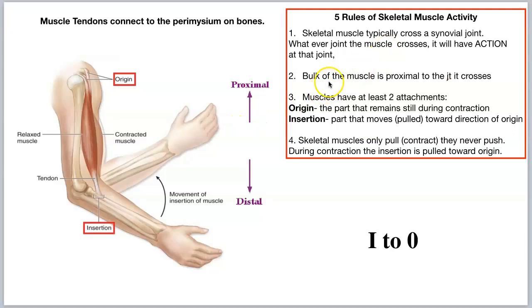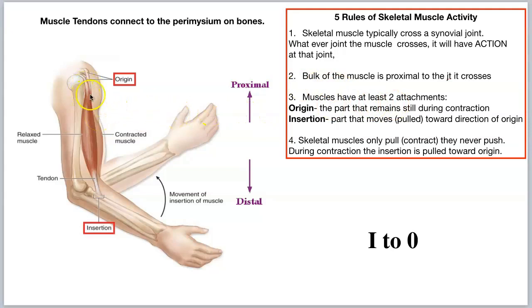Number 2. The bulk of a muscle is proximal to the joint it crosses. So here's our muscle again. Here's the proximal end. Here's the distal end. The bulk of the muscle is proximal to the joint it crosses. Number 3. Muscles have at least 2 attachments.